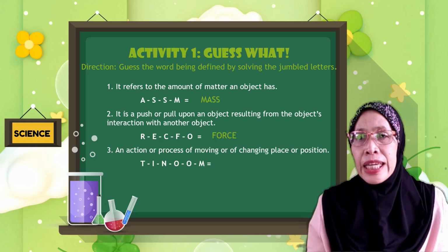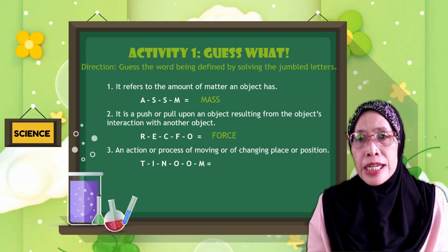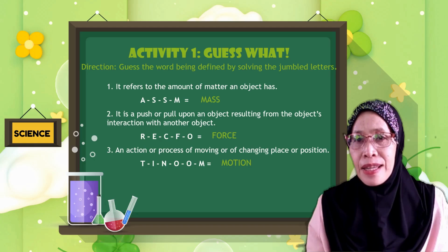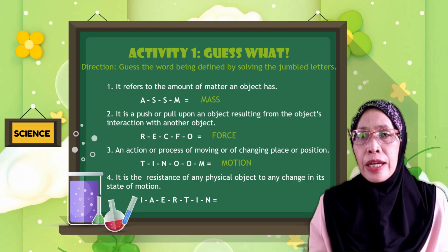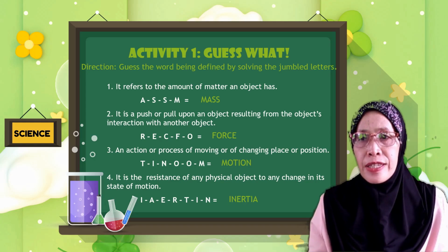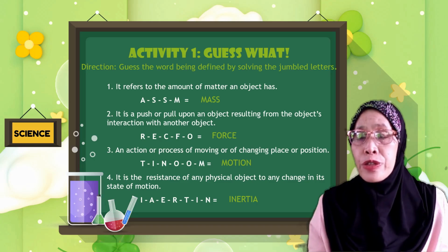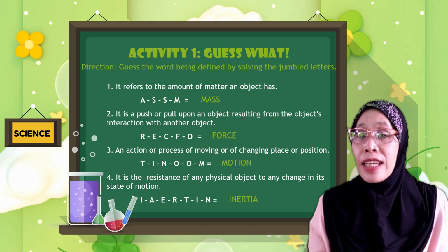Number 3, it is an action or process of moving or of changing place or position. Guess the word. Correct. The word is motion. Last number. It is the resistance of any physical object to any change in its state of motion. What do you think is the word? Right. It is inertia. Very good, students. Now, are those set of words familiar to you? Well, we'll get back to that later.